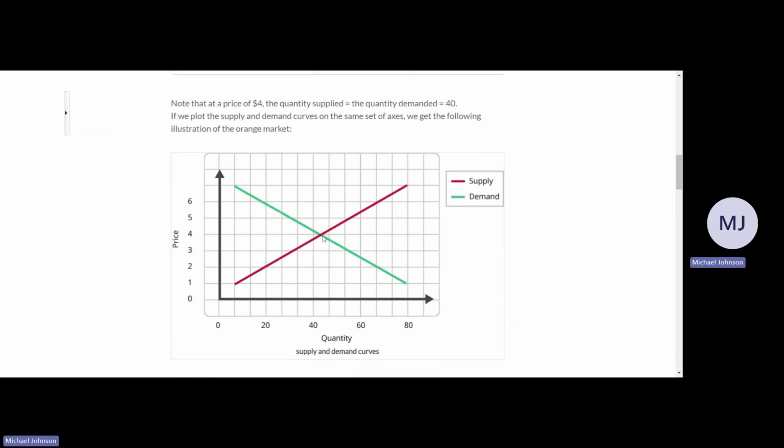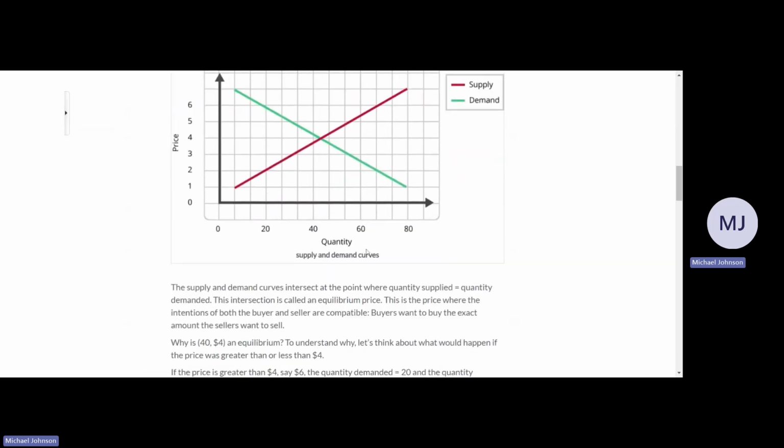So here it would be right in the middle, and you can graph it. The area where the two graphs intersect is the equilibrium price.